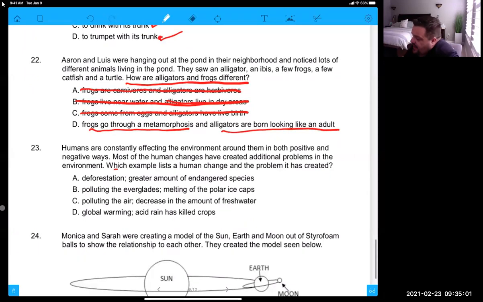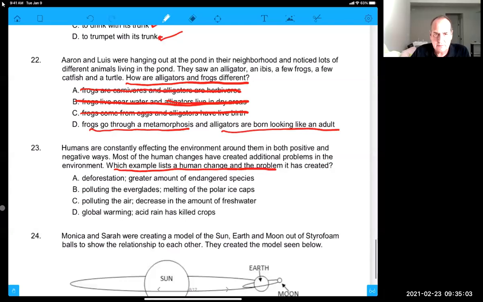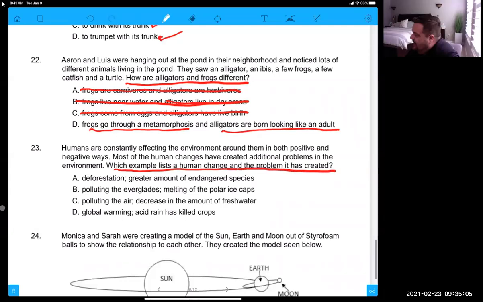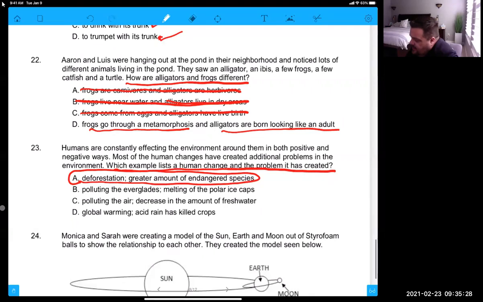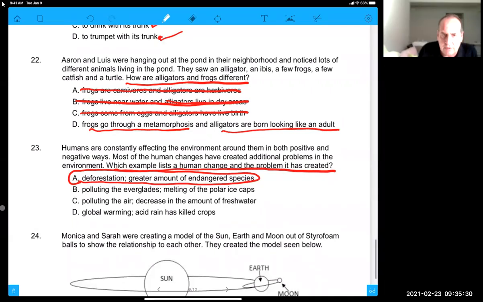Okay, which example lists a human change and the problem it has created? So it's something humans do. Ooh. Looks like A. This one's tricky, but it is A. Deforestation is cutting down the trees, and endangered species would have nowhere to go. Would they die when their homes are cut down? Oh, do these things have to be connected too, right? Yes, they're connected. That's why the others don't make sense.